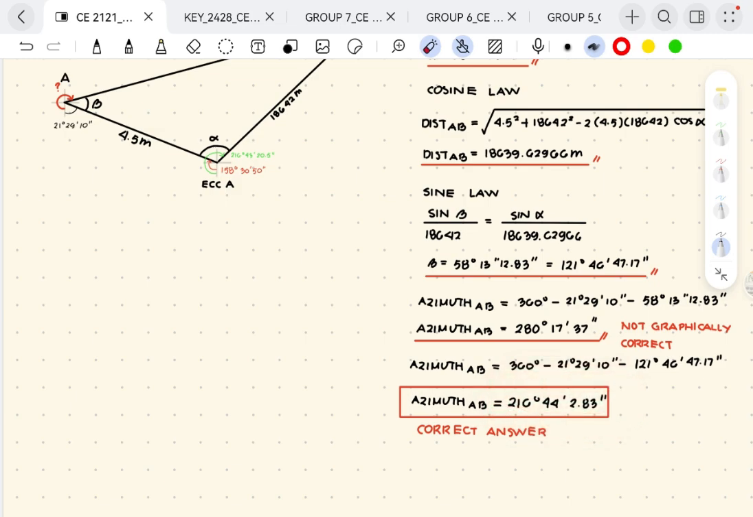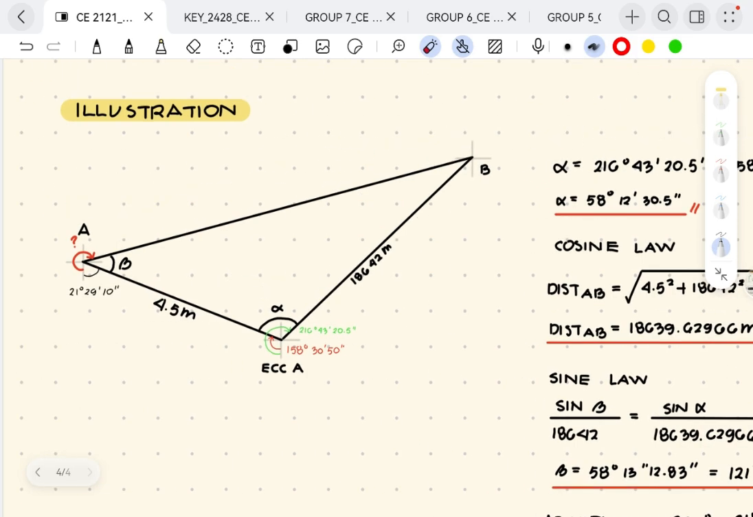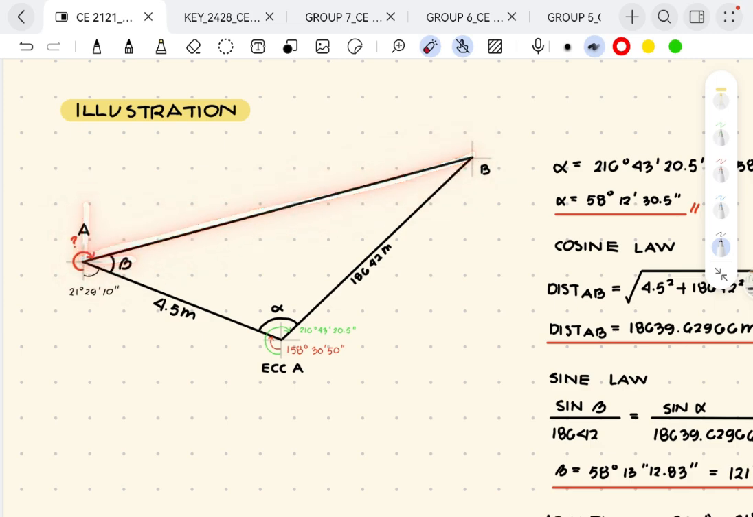Let's try to check it using our illustration. So here, if it's 216 degrees, let's start from the south. This is 90, 180, 270. So our 216 degrees lies within 270 degrees, or in between your north and east direction from A going to B. So that is our answer and solution for problem number 1.